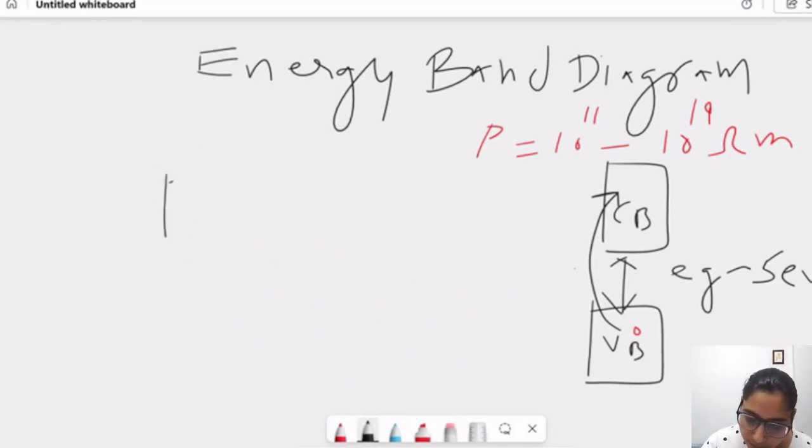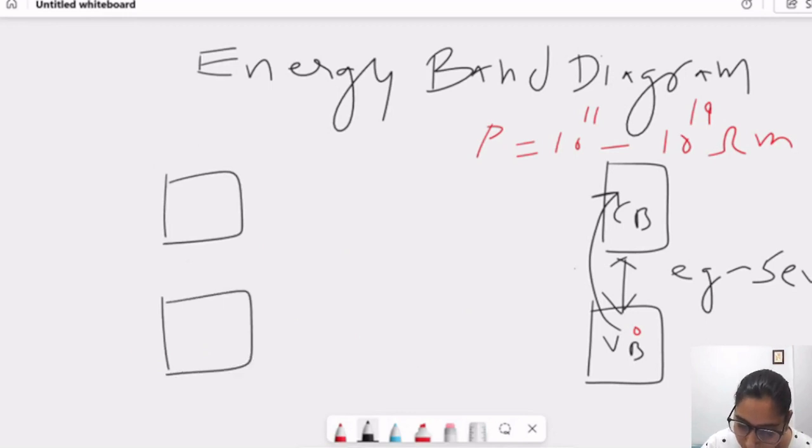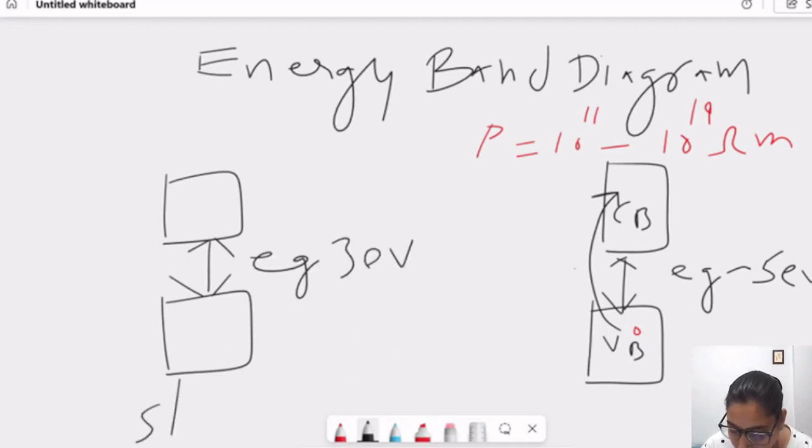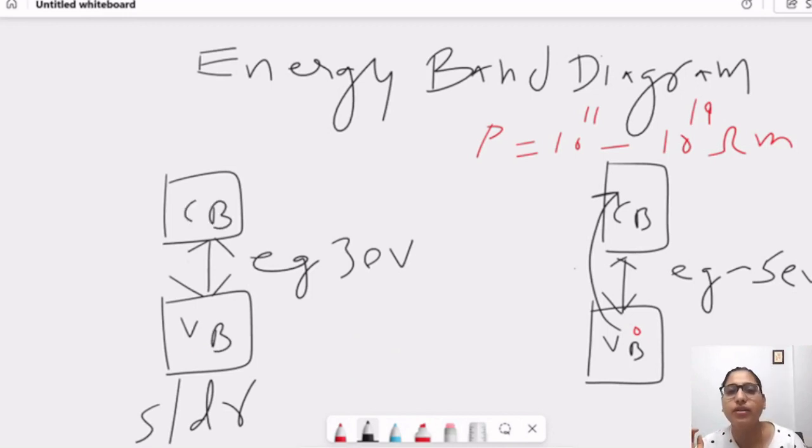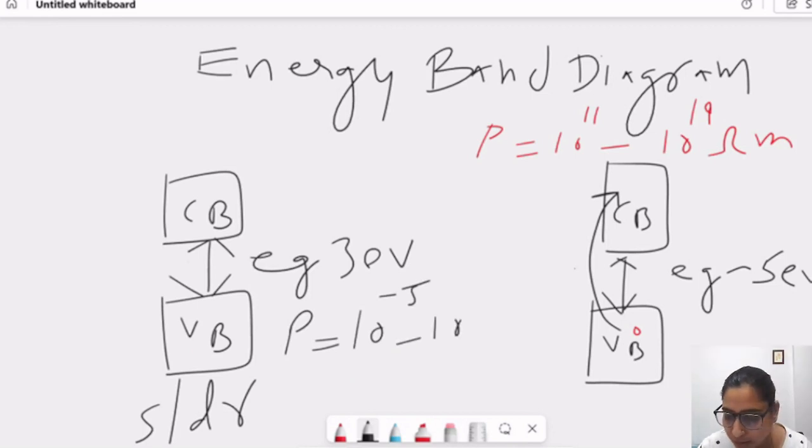Okay, now this is our semiconductor energy band diagram. This energy band gap Eg is at least 3 electron volt in semiconductors. So semiconductors have moderate conductivity and moderate resistivity. The resistivity for semiconductor will be 10 to the power minus 5 to 10 to the power 6 ohm meters.